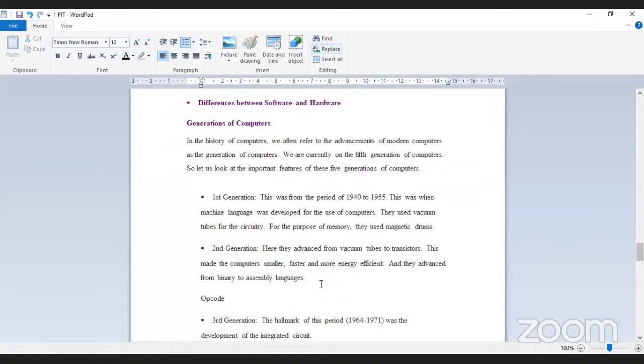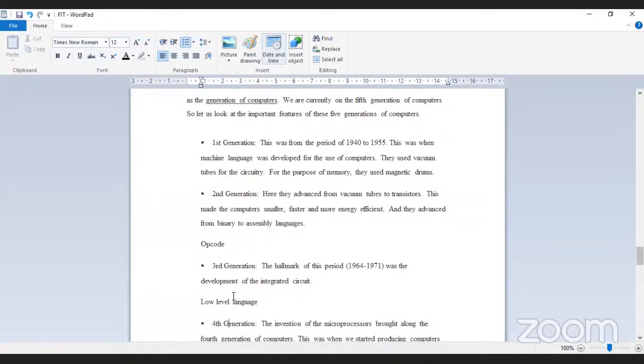Next, instead of machine language, what did they use? Binary to assembly language. We have not come across assembly language yet. Assembly language has some different concepts, opcodes and other things. So in assembly language, opcodes will be there.